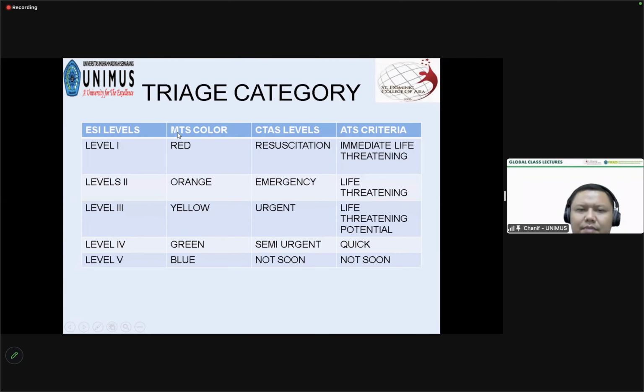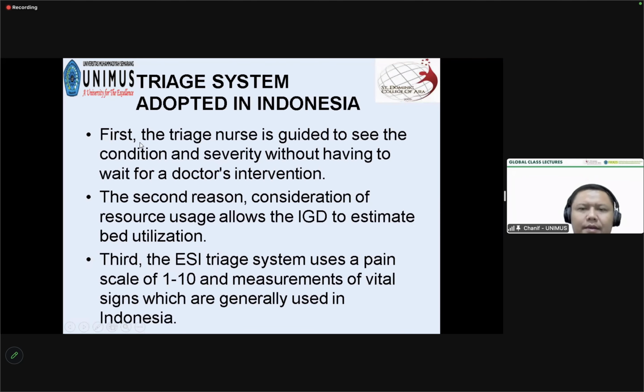But for MTS, the Manchester Triage Scale, this one uses colors: red, orange, yellow, green, and blue. The CTAS levels use resuscitation, emergency, urgent, semi-urgent, or not urgent. And then the ATS uses the waiting time of the patient for life saving, whether it is immediately life threatening or can be delayed. It is one of the triage systems that we adopt in hospitals.